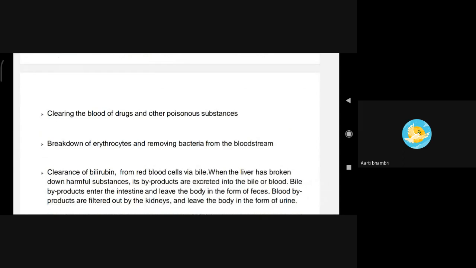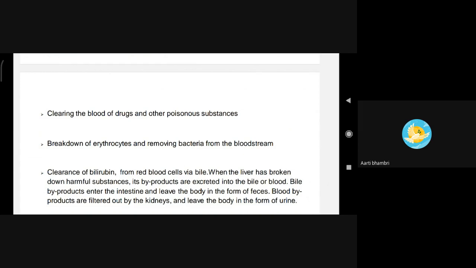Next is breakdown of erythrocytes and removing bacteria from the bloodstream. Erythrocytes means red blood cells. Okay. Now this is also an important point from the question point of view. Erythrocyte means RBC, or red blood cells. So remember it. Now, breakdown of erythrocytes and removing bacteria from the bloodstream, this function is also done by the liver.